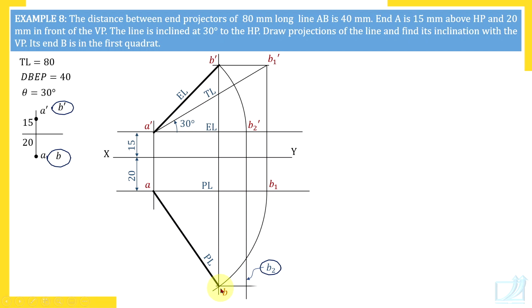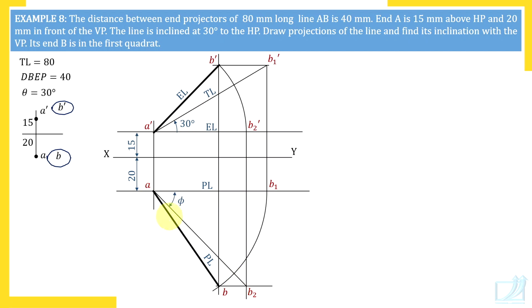Now draw a horizontal line through that point. Which other point is on this line? B2 is. B and B2 lie on a horizontal line. There is already one vertical line for B2. It means we have found out B2. Join AB2, that is true length. AB2 is always true length and true length gives true inclination.